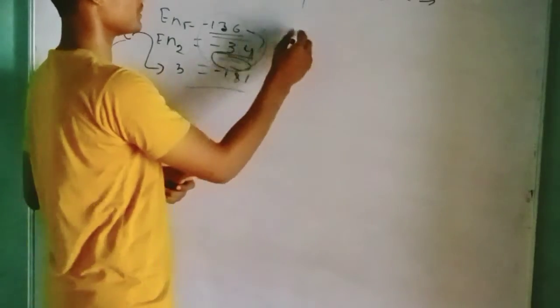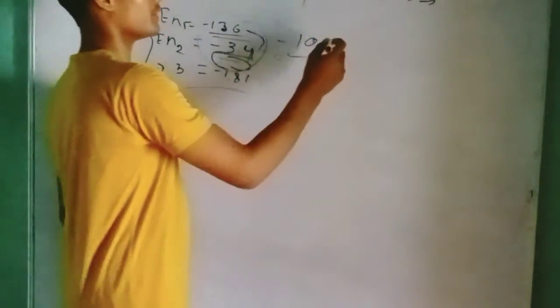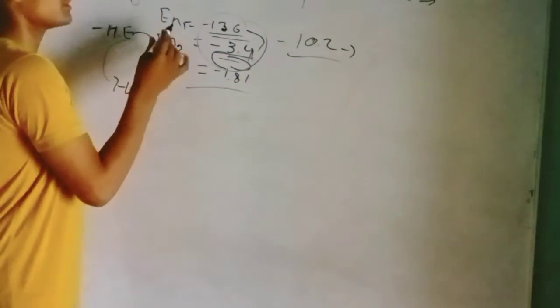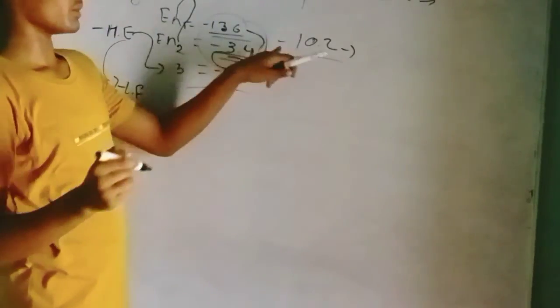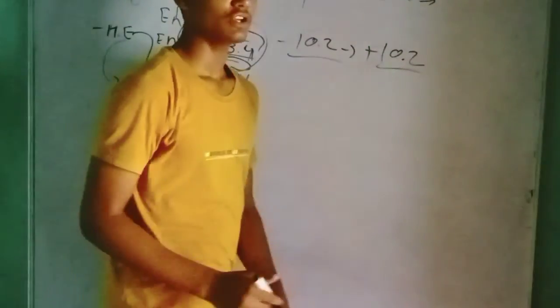The difference between the levels is high, and that energy is emitted. When hydrogen jumps from the first orbit to the second orbit, it requires that positive energy. So our topic is completed.